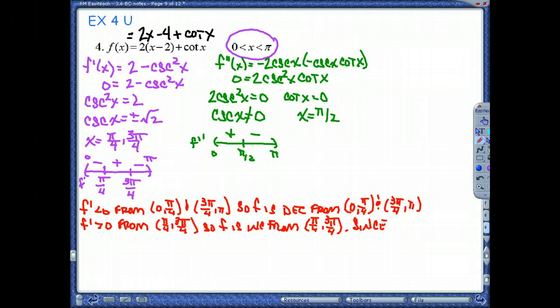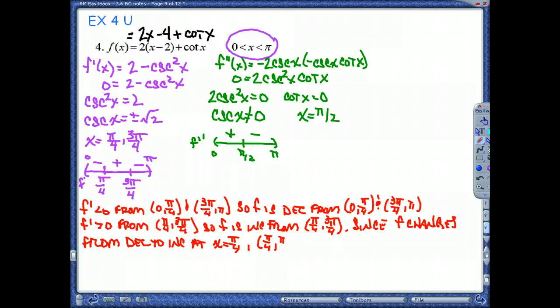Since f changes from decreasing to increasing at x equals pi over 4. Okay, and I'm going to go ahead and write out my point. Pi over 4, it's a decimal, or you can leave it as the pi over 2 minus 3 is a relative minimum.